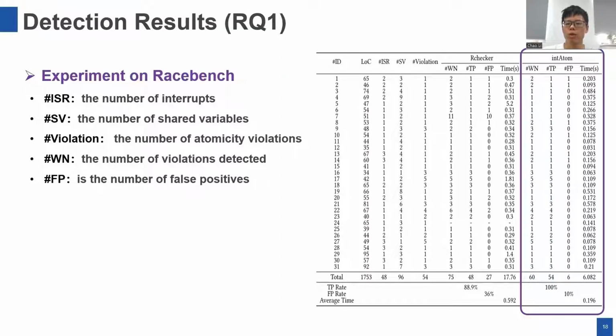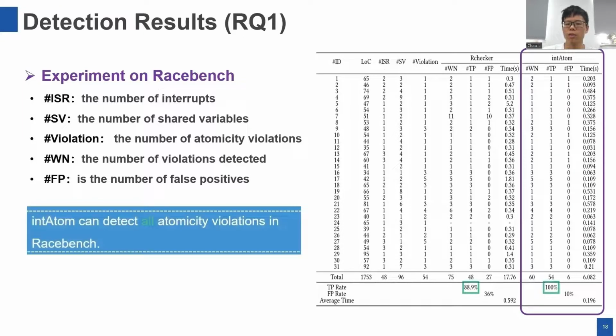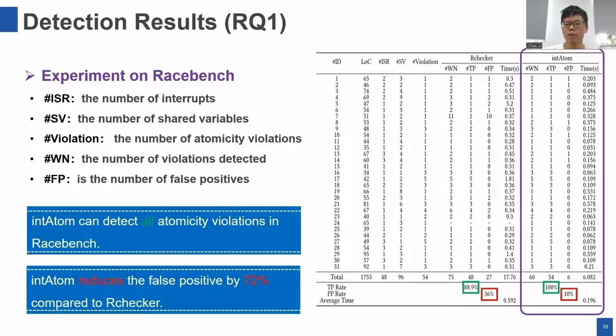This table shows the results on the benchmark in comparison to our checker. InterAtom can detect all atomicity violations in the benchmark. And InterAtom has only 6 false positives out of 31 benchmark cases, which reduces the false positives by 72% compared to our checker.